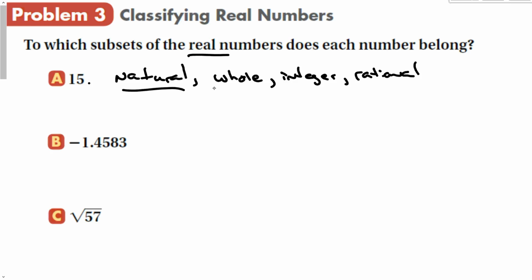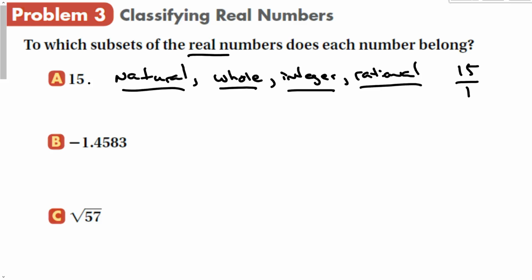It's also part of the set of whole numbers, right? The only number that is whole but not natural is 0. Okay? It has no decimals, no mistakes, so also an integer. And if I wanted to, I could write it as a fraction, 15 over 1, and that makes it rational.